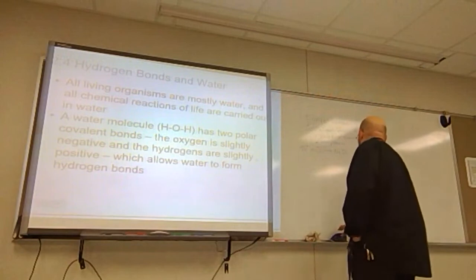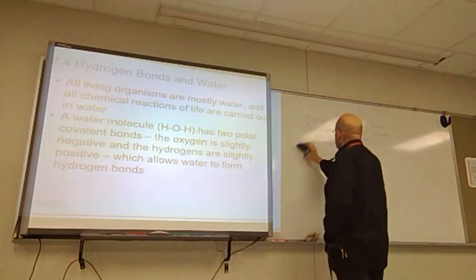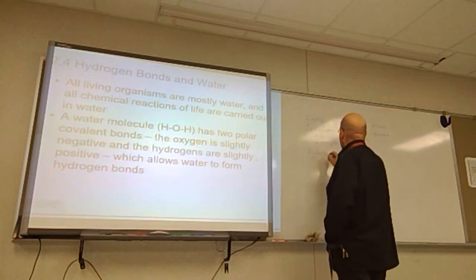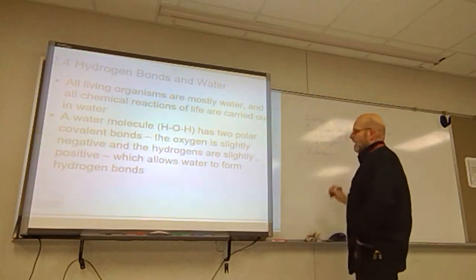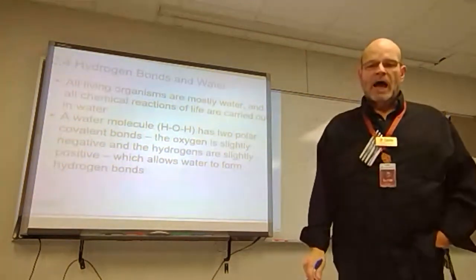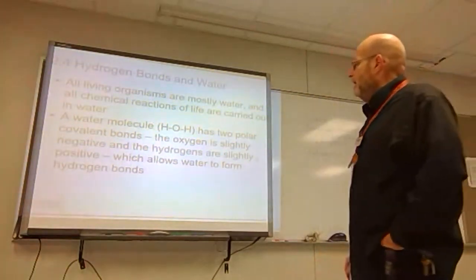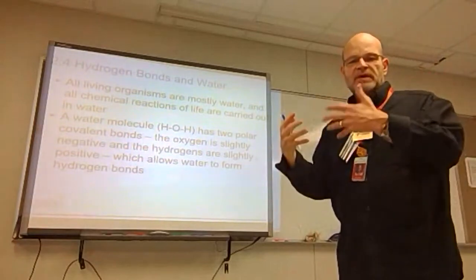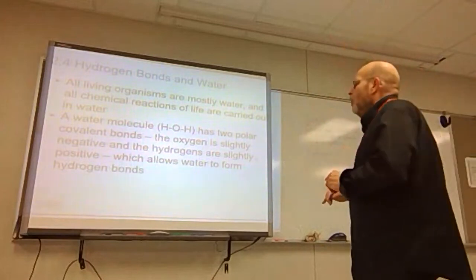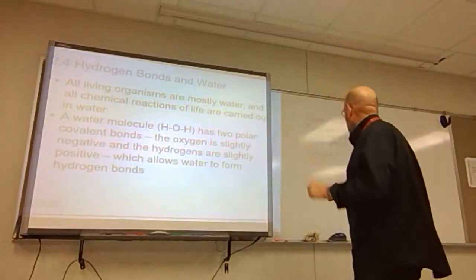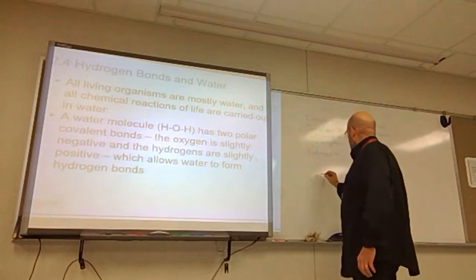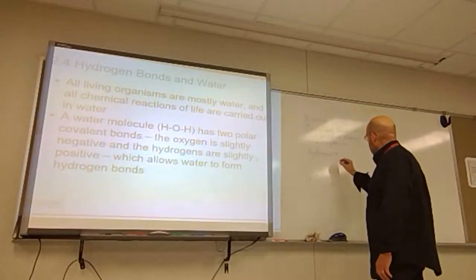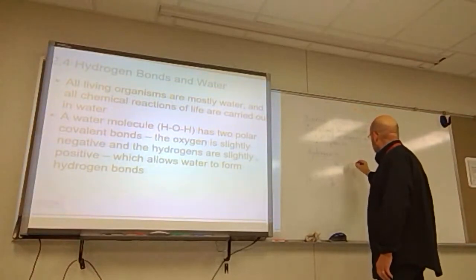Hydrogen bonds, the last type of bond, are actually kind of unique because hydrogen bonds don't form by the interplay of electrons. Hydrogen bonds actually form by the properties of positives and negatives. Hydrogen bonds form where one molecule that has a polar configuration and another molecule that has a polar configuration.